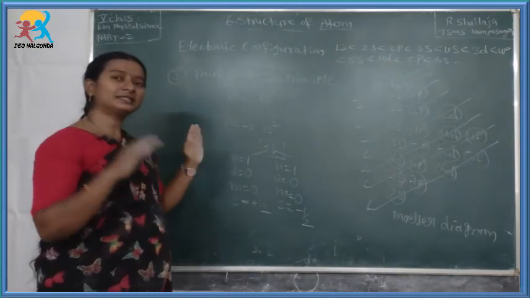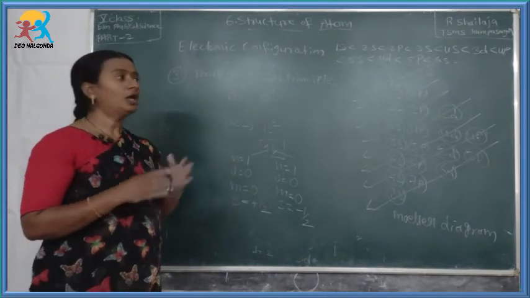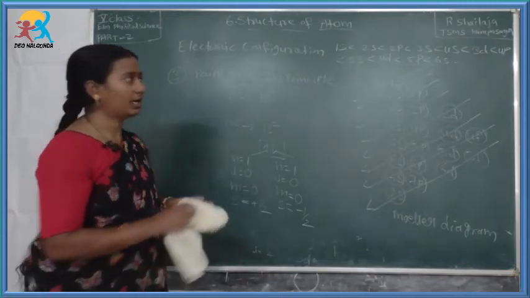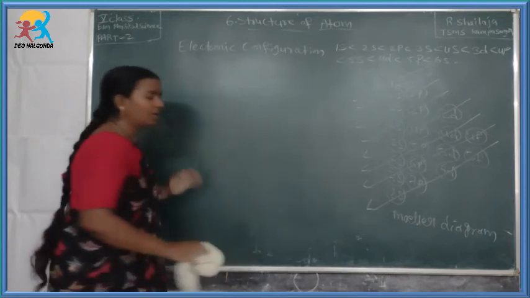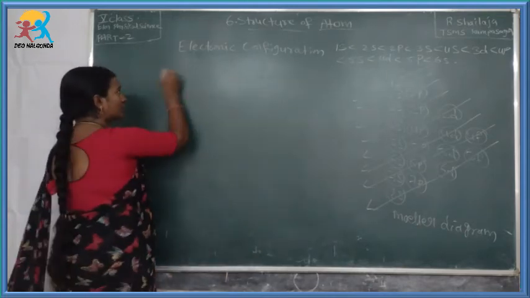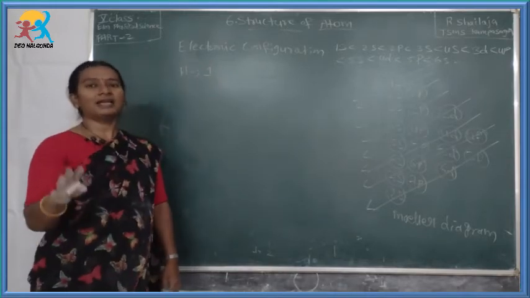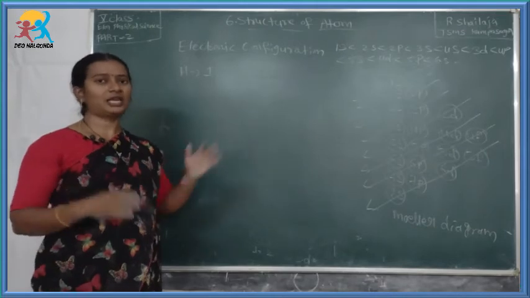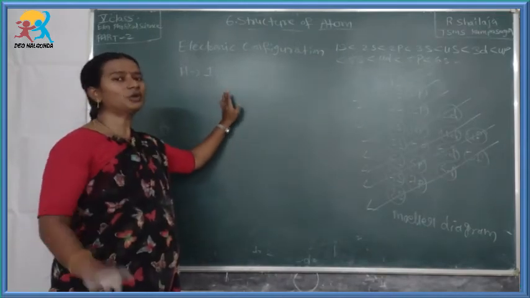Following these 3 principles, the Aufbau principle, Hund's rule and the Pauli exclusion principle, we have to distribute the electrons in the atomic orbitals. Okay, so next you have to write the electronic configuration. First, hydrogen has 1 electron. For a neutral atom, the number of electrons equals the atomic number.